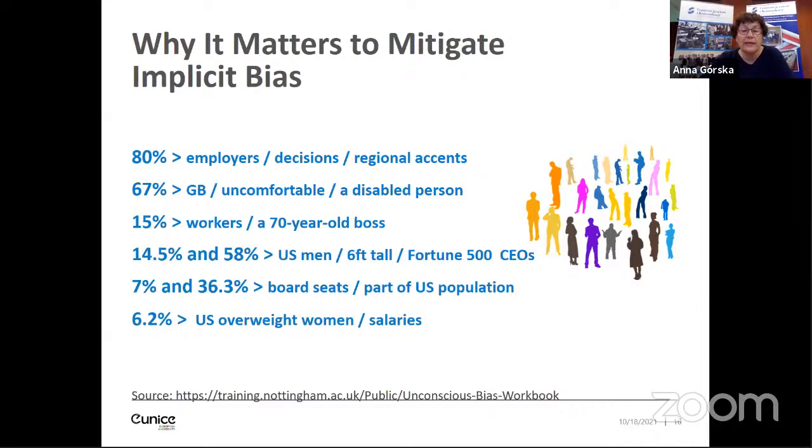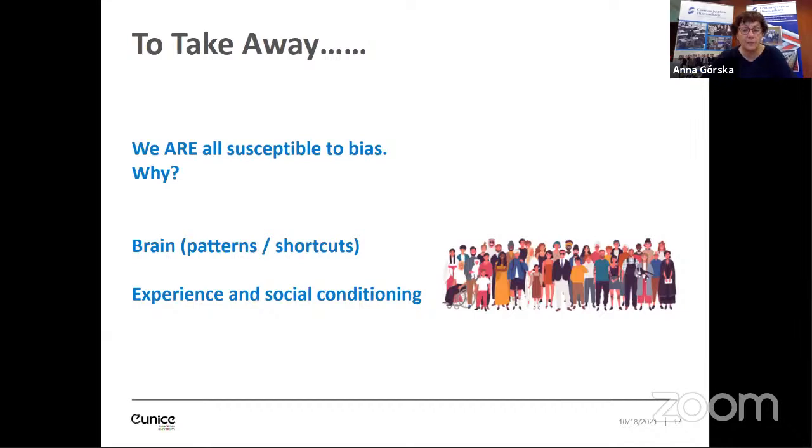So what should we take away, knowing that this is not so easy for us to mitigate this implicit bias? I think that it might be comforting for us to know that we are all susceptible to bias. And why? Well, first of all, it is something completely natural for our brain to look for patterns, to create associations, to create shortcuts, simply to understand the world, to deal with this overload of information. So this is something natural.